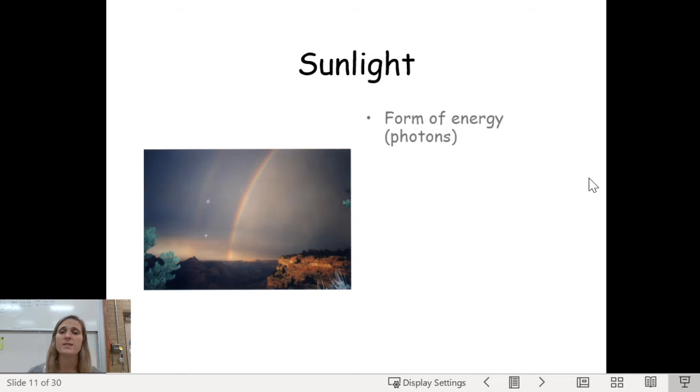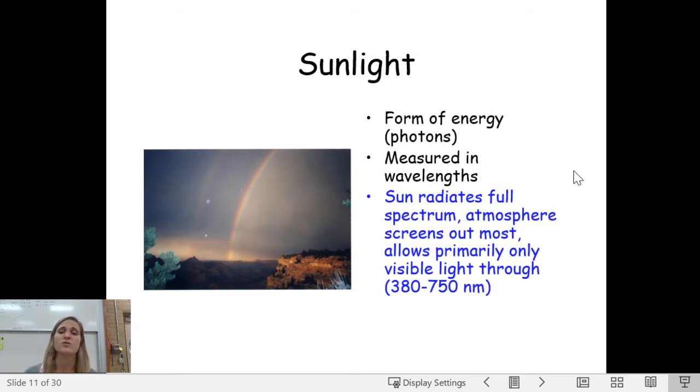Sunlight is a form of energy which is measured in wavelengths. And you need the third bullet that says the sun radiates the full spectrum. So that full spectrum that you saw, gamma rays to radio waves on the previous slide, it radiates that full spectrum, but the atmosphere takes most of that out for us, which is really good because if you're bombarded with gamma radiation, it's not going to turn you into the Hulk. It's just going to crisp you. So we don't want that, right?